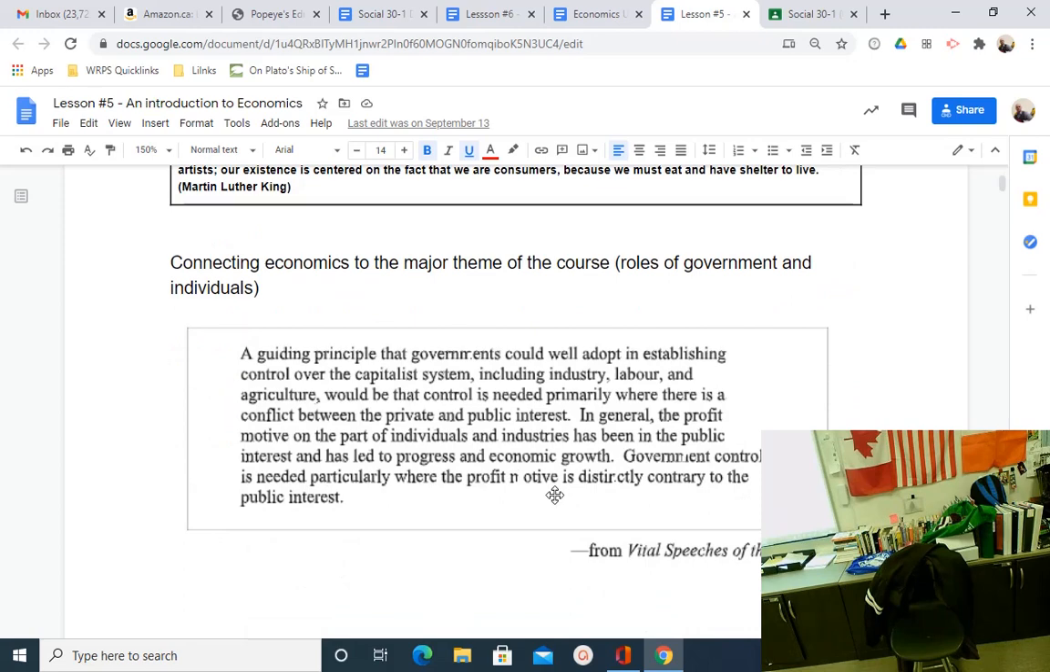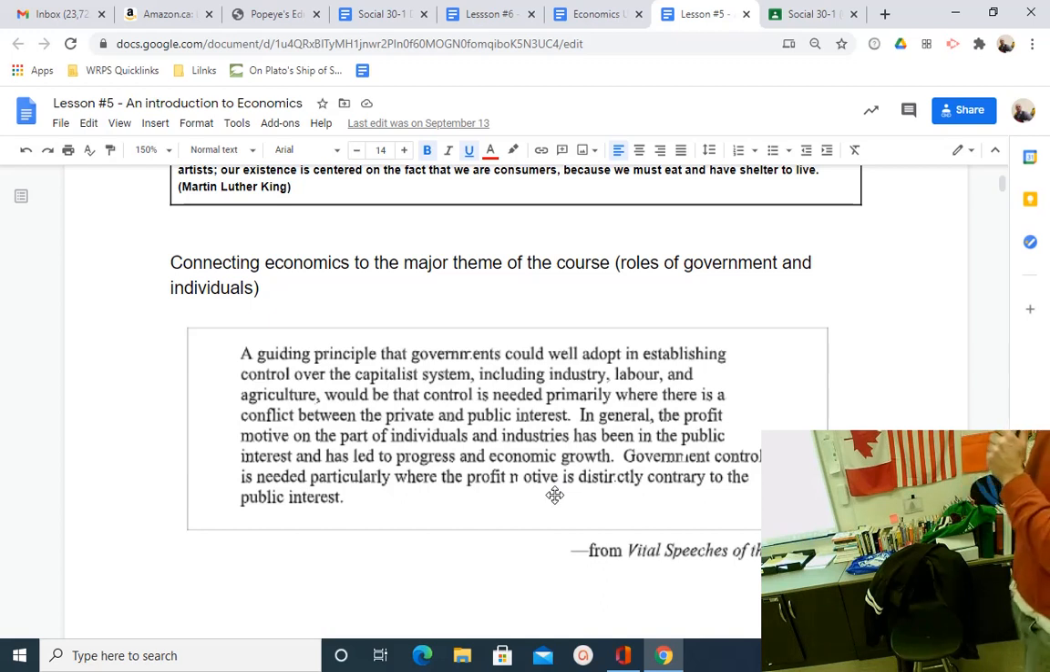So, connecting economics to the major theme of the course. Major theme of the course is the role of government and the role of individuals. A guiding principle that governments could well adopt in establishing control over the capitalist system, including industry, labor, and agriculture, would be that control is needed primarily where there's a conflict between private and public interest.